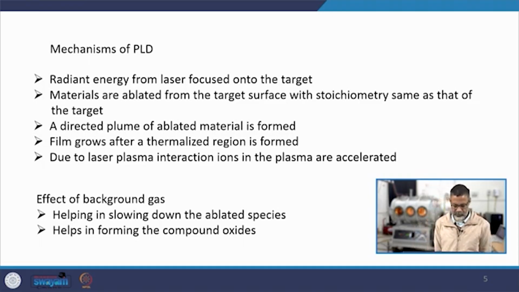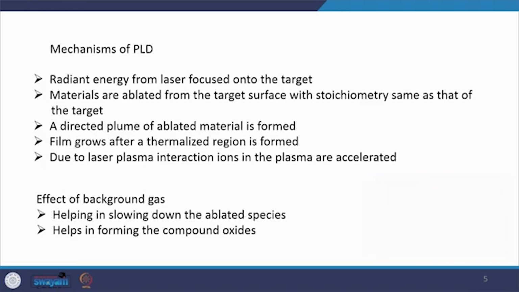So, the knowledge of laser plasma interactions is important, because initially the plasma will form, and then in the later part of the pulse, when the laser comes, it can be absorbed by the plasma, which will further increase the temperature of the plasma, and it can also accelerate the ions of the plasma, and then they will deposit on the substrate with a very high velocity.